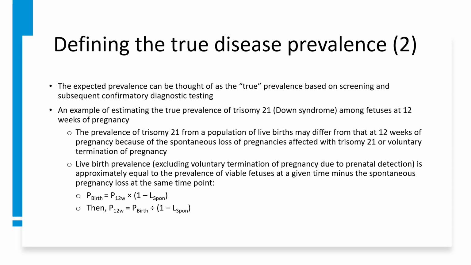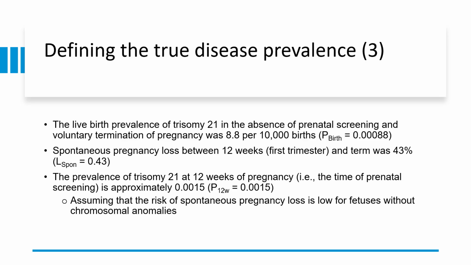Based on the observed live birth prevalence and the spontaneous pregnancy loss rate, we provided an example of estimating the true prevalence of trisomy 21 among fetuses at 12 weeks of pregnancy, the typical time that prenatal screening for trisomy 21 occurs in Canada. In this example, the prevalence of trisomy 21 at 12 weeks of pregnancy was much higher than the live birth prevalence of trisomy 21 in the absence of prenatal screening and voluntary termination of pregnancy.